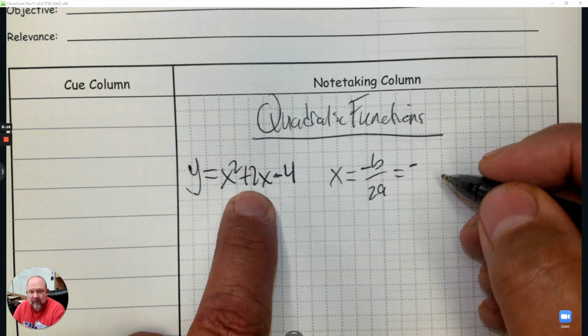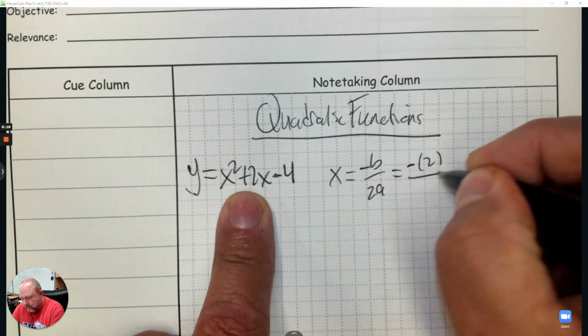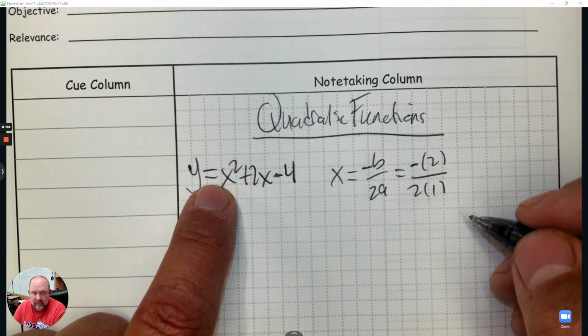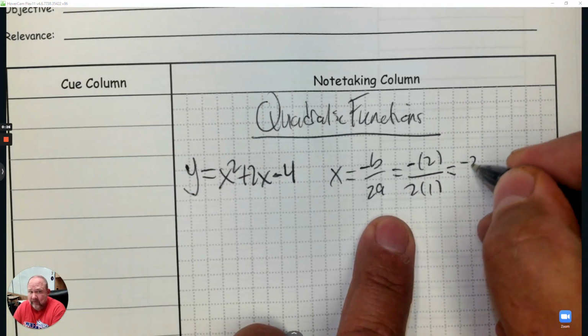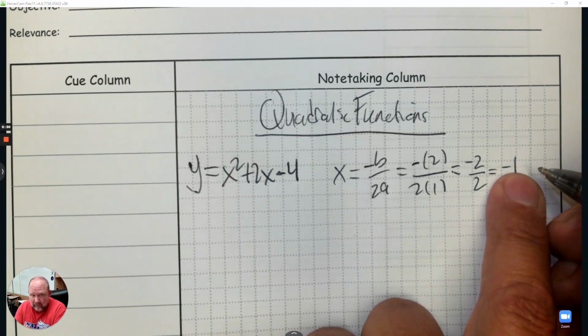The number that represents b is the second number. It's 2. And the number that represents a, you can't see it in front, but the number you don't see in front is 1. And then I solve this. So this is negative 2, 2 times 1, and then divide, and it's negative 1.